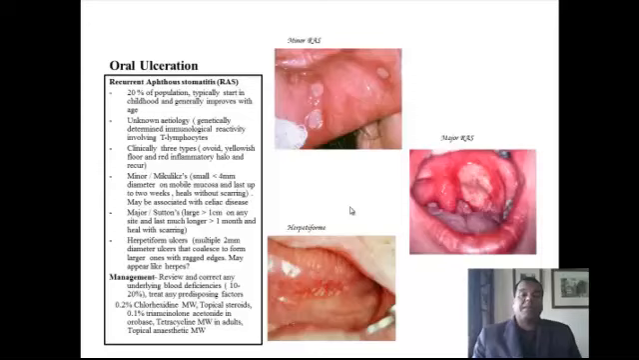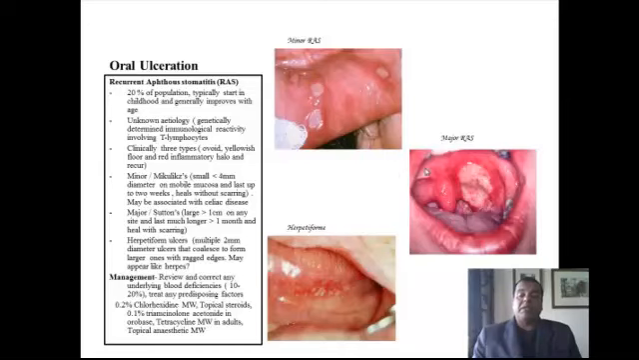If we look at recurrent aphthous dermatitis, there are three types. Minor recurrent aphthous dermatitis, which is a round ovoid regular ulcer with a fibrin centre and a red halo, measuring less than 1 centimetre generally in diameter, healing within 1 to 2 weeks, and can occur in most places.